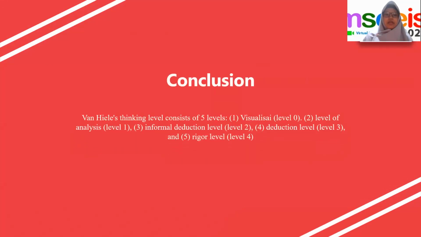Conclusion: Van Hiele thinking level consists of 5 levels. Number 1, visualization, level 0. Number 2, analysis, level 1. Number 3, informal deduction, level 2. Number 4, deduction, level 3. And rigor, level 4.